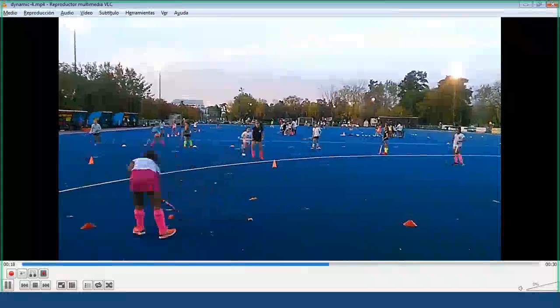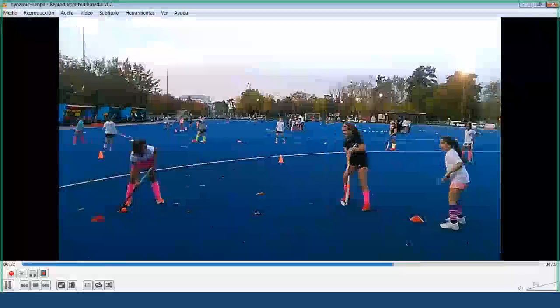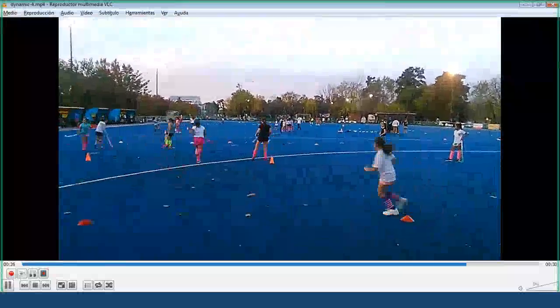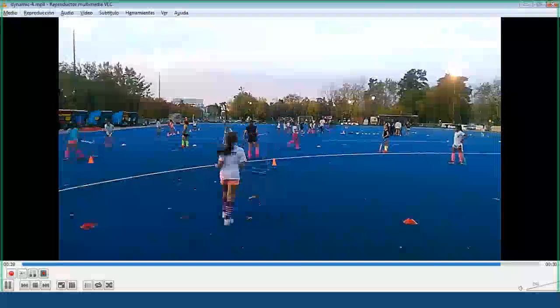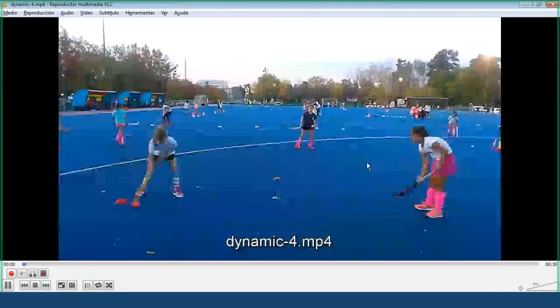So she forgot right away that she had to get across. And the other one saw that the exercise was finished. Now she's going to forget, now she remembers and goes across. Okay, for these kids that were just starting, this was intense enough.